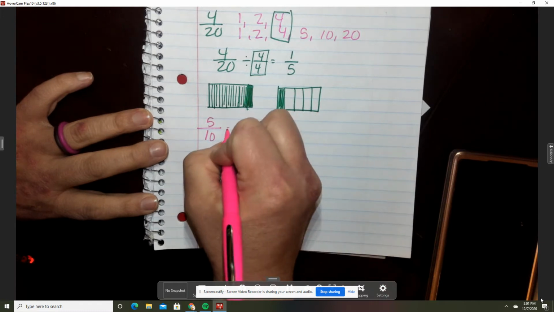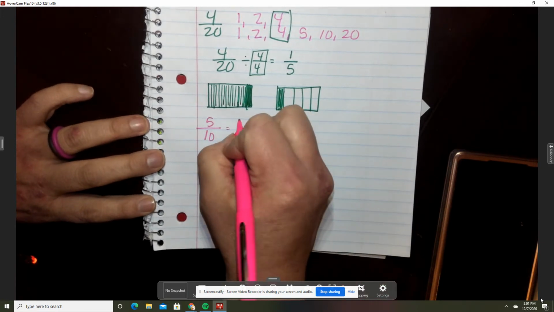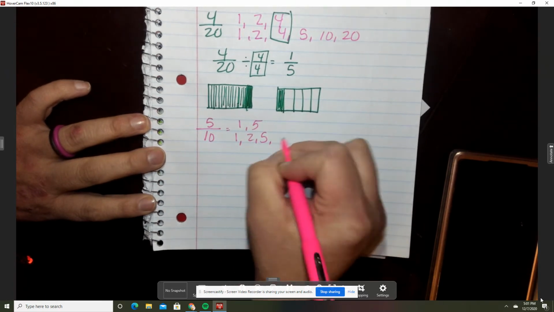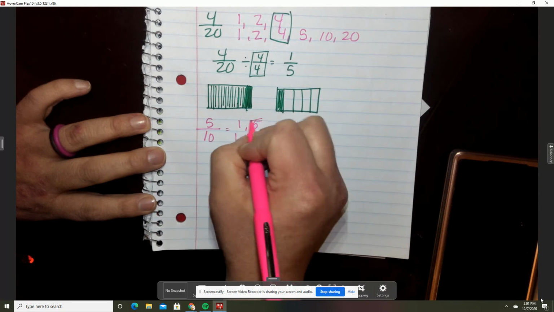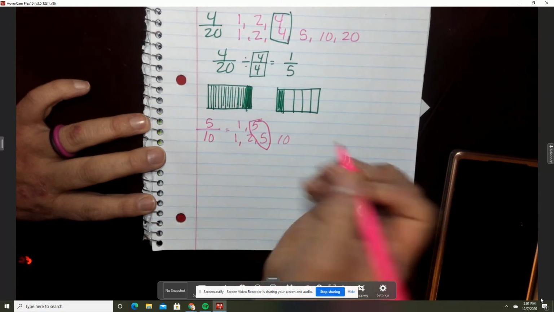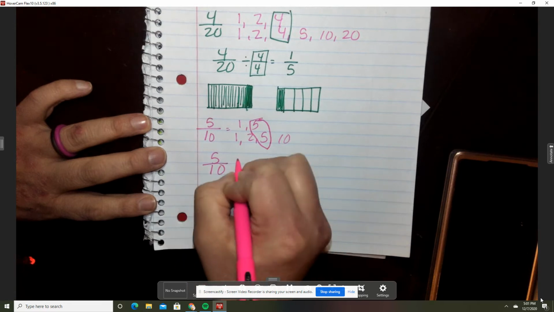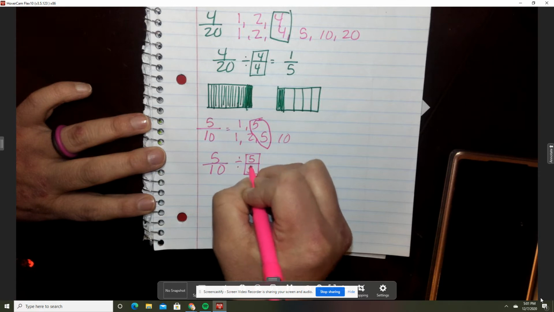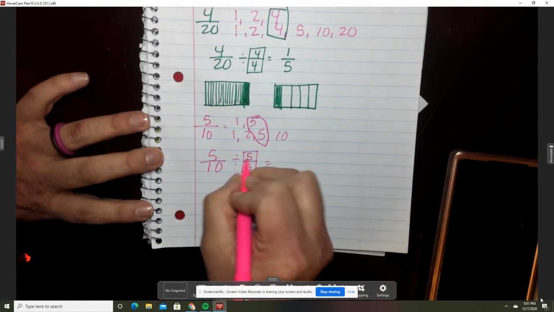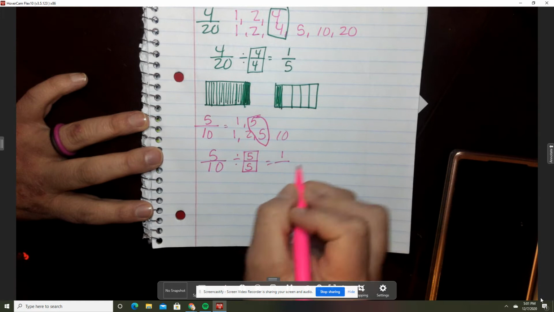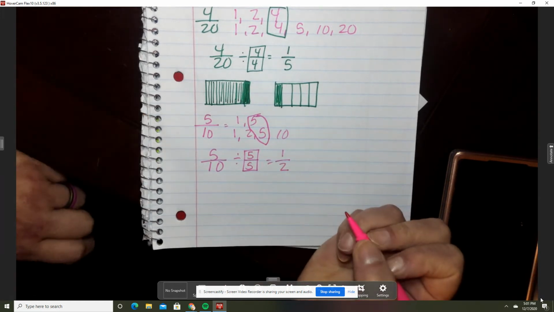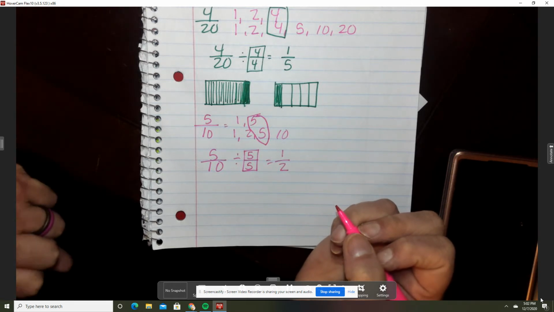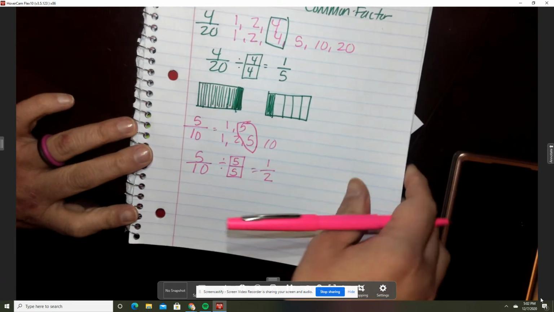If you want to list your factors, 5 would be 1 and 5, and 10 would be 1, 2, 5, 10, and 5 would be the common factor, so 5 would go into the magic box to divide. 5 divided by 5 is 1. 10 divided by 5 is 2. So 5/10 is equal to 1/2. Okay. All right. Let's do a couple more.